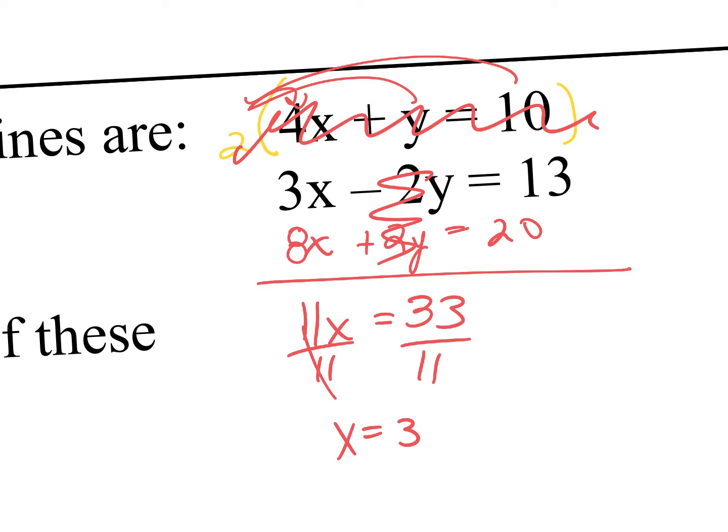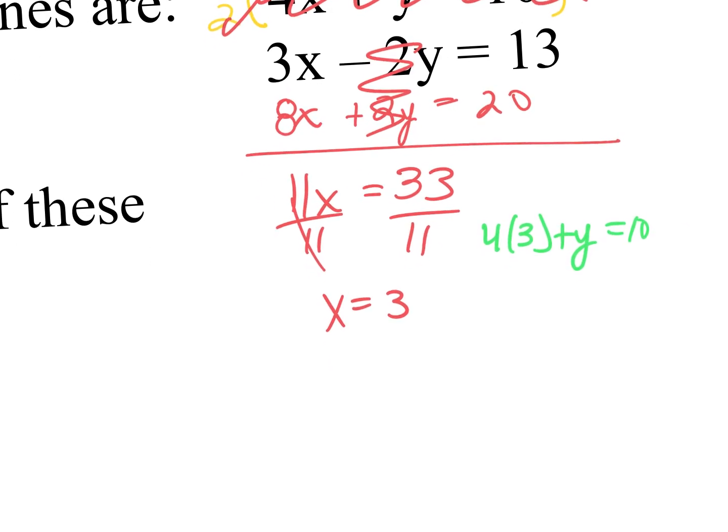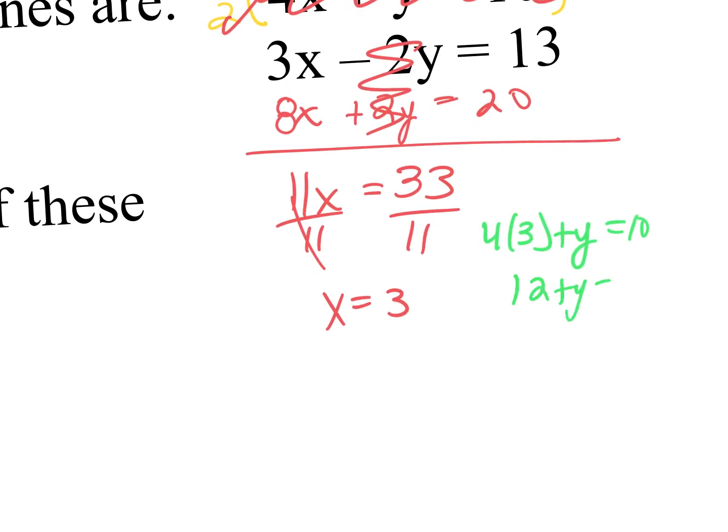Now how do I figure out what y is? Plug it into one of the originals. Doesn't matter which one. I'm going to do the top one because it's shorter. You can't plug it into the 8x one? Yeah, you can. But it's just more work. I'm going to plug it into the top. 4 times 3 plus y equals 10. So 12 plus y equals 10, right? Minus 12 minus 12. y equals what? Negative 2.